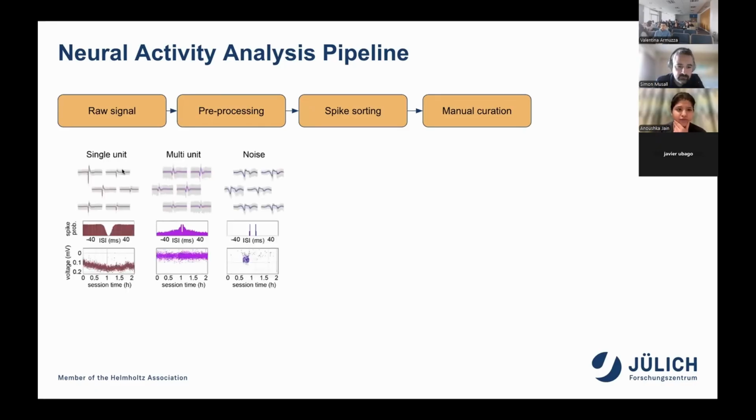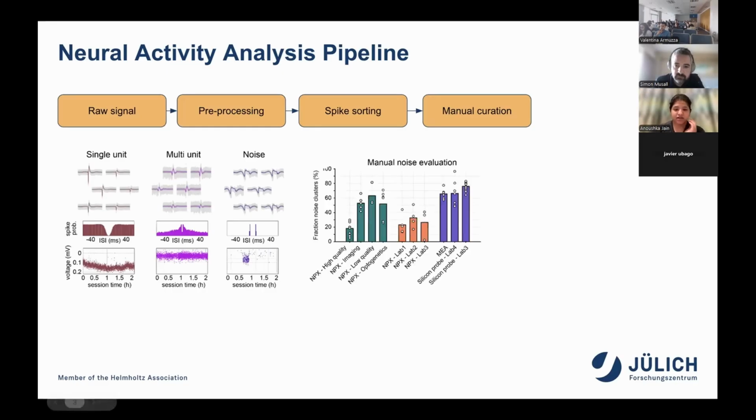So what you usually do is you go to a GUI for manual curation, and you look at their waveform, their ISI, the correlation values, and then you look at their amplitude over time. And then we saw in our lab that the amount of time we are spending and the amount of units we are labeling as noise is huge.